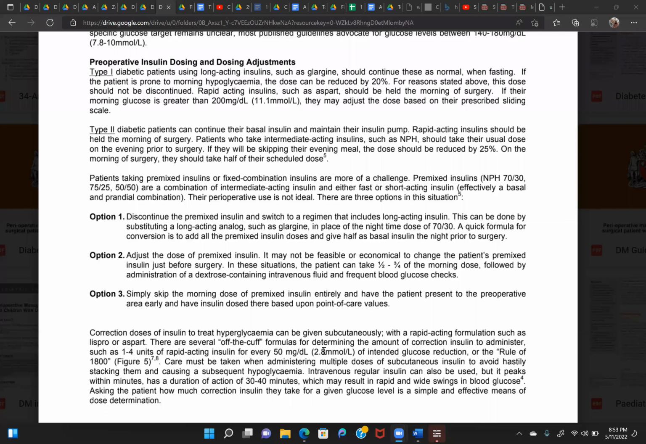So that's what I was telling you: discontinue the premix insulin and switch to a regimen that includes long acting. This is actually too much detail. You don't need all of this to be reproduced. Try to be very simple: stop the long acting or intermediate acting and convert into regular insulin. Nobody will fail you on this. But if you try to reproduce the whole article, believe me, you can be stuck. Even I am surprised at what they have written here, substituting a long acting in place of the night dose of 70/30, a quick formula. I don't think it is required. Nobody will ask you. You have to be very simple.